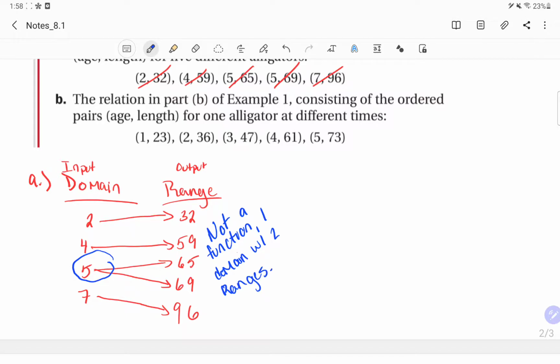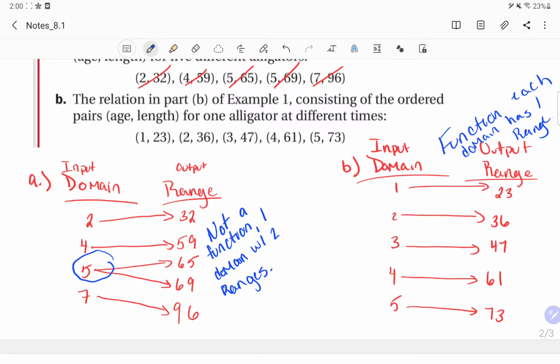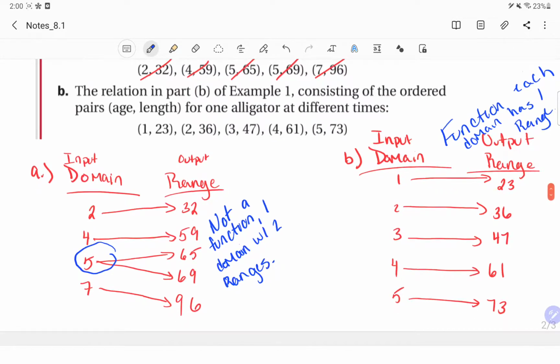All right, so again, go ahead and pause and try B. All right, so for B, again, we list our domain from smallest to largest. We list our range from smallest to largest. 1 went to 23, 2 to 36, 3, 4, 6. Okay, so when we do this, we look. 1 has 1 range. 2 has 1 range. 3 only goes to 1. 4 only goes to 1. And 5 only goes to 1. So that means this is a function. Okay, each domain has 1 range. This relation is a function. Okay?